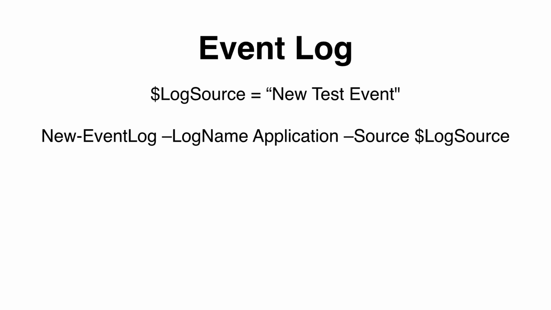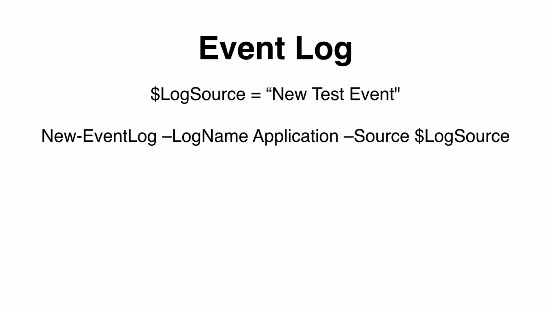Another useful way to troubleshoot your code is to write messages to the event log. To be able to do that, we first need to specify a name. So we're going to write this to a variable. Then we can create a new event log by using the New-EventLog commandlet. We need to specify the LogName and the Source parameters.